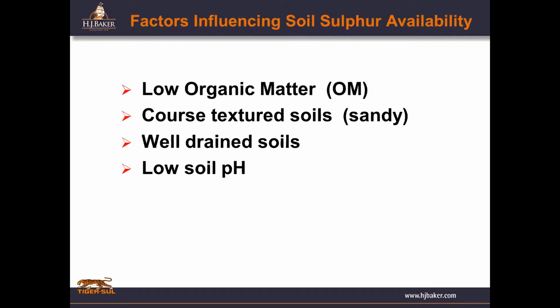There are some factors that influence soil sulfur availability. Those include low organic matter, coarse textured soils, which tend to be sandy. Sandy soils generally are well drained, and a low soil pH. So any one or combination of these factors tend to lead to a sulfur deficiency.